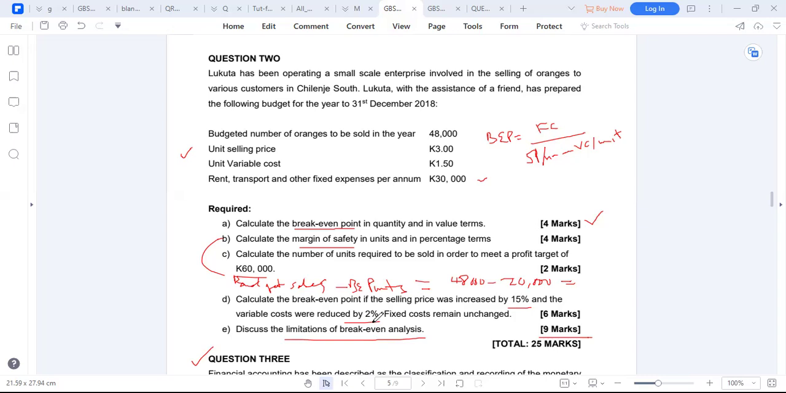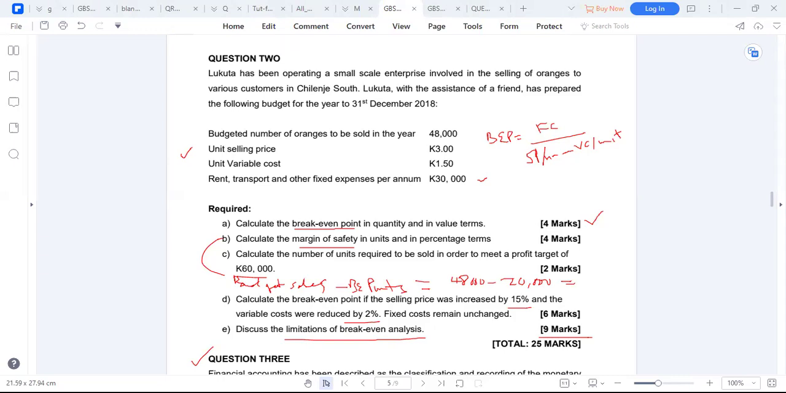Let's finish this. So part D, we're given: calculate the break-even point if the selling price increased by 15% and the variable cost reduced by 2%. What are they asking us to do? We need to make adjustments. Selling price has increased by 15%. What is our new selling price? Just multiply. Our old selling price is 3 kwacha per unit, so multiply 3 kwacha times 1.15.